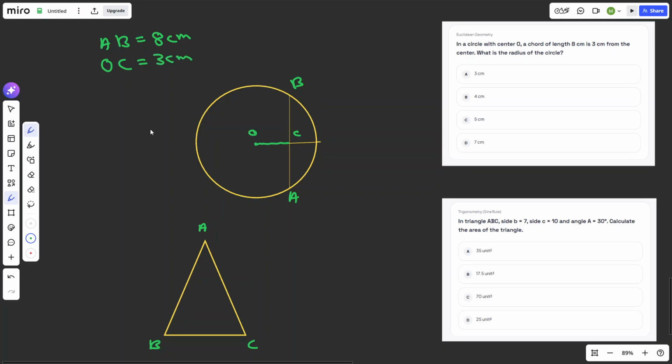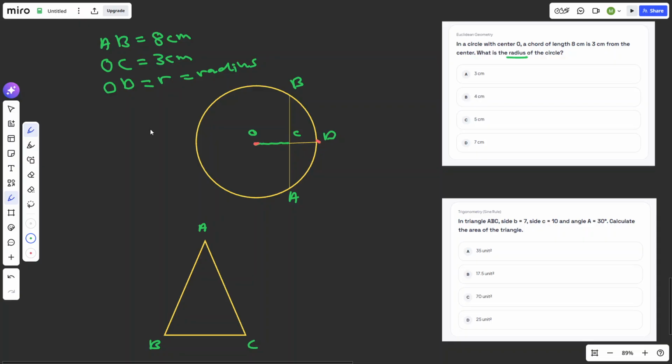And note that this is not our radius, but it is part of our radius. So now we want to find the radius of the circle. In order to do that, let's put a point here as well. So AOC lies on this radius. Our radius goes from O all the way to D. So OD is our radius.